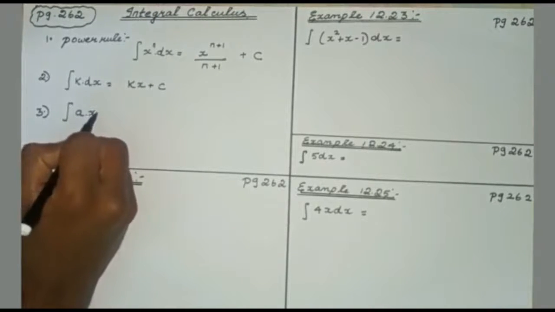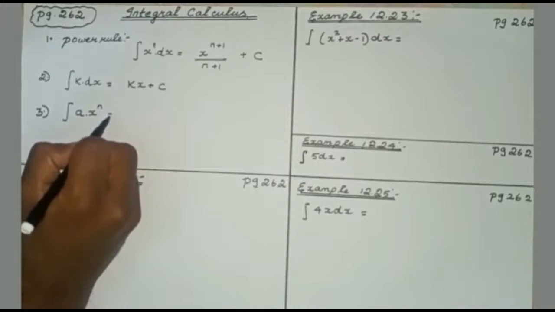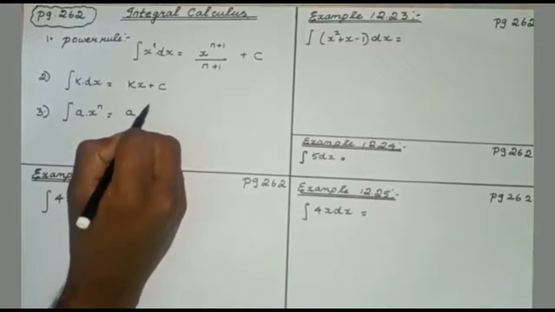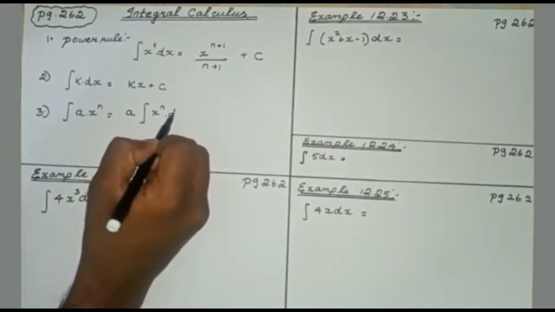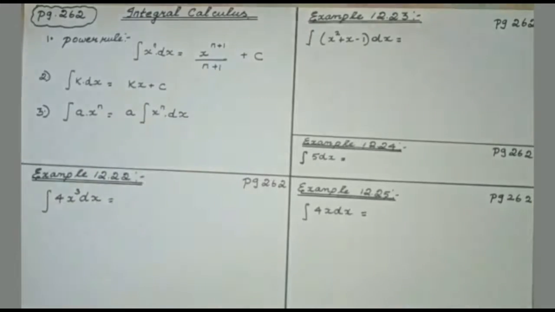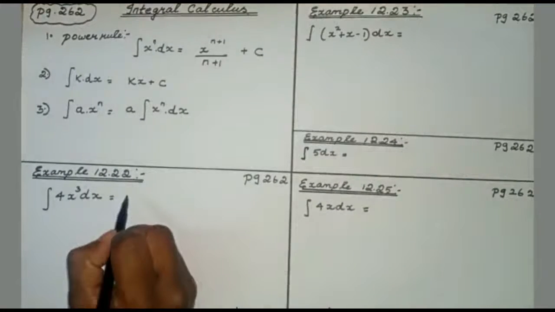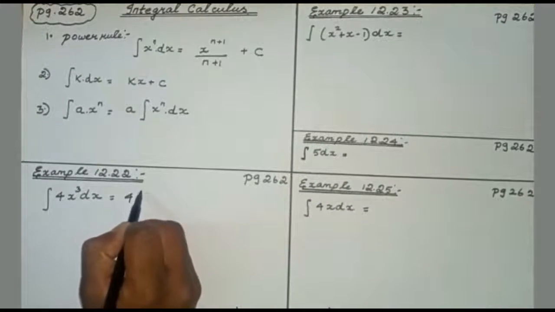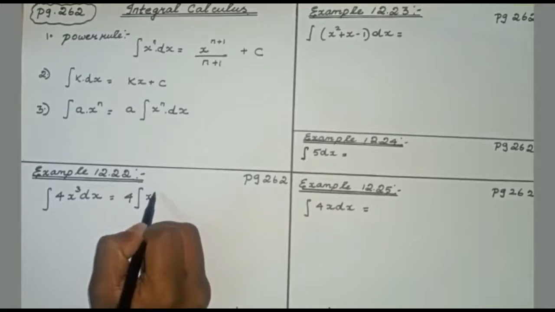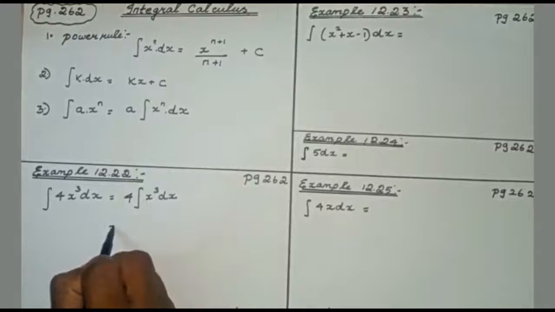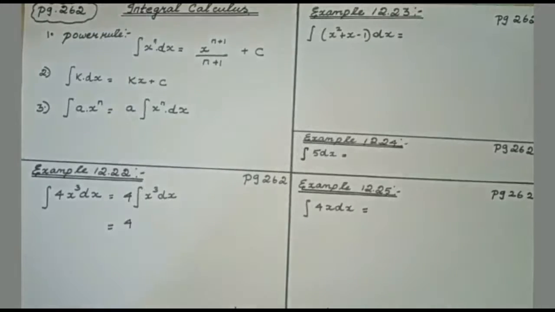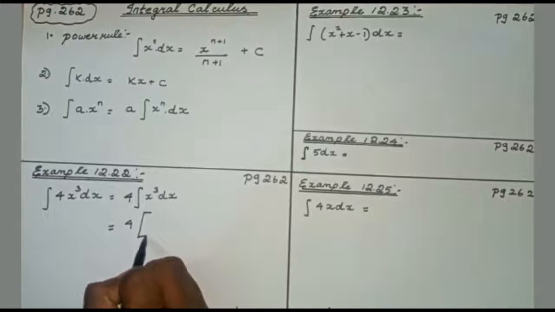Whereas in the second formula, by integrating a constant value k, we have to add the value x after it and as usual plus c. But the third formula is very important because here a is not a constant or anything, it's a numerical value. An important thing to be noted here is the numerical value has to be taken out and the rest proceeded with. Example 12.22 will deal with all the three formulas we have gone through now.